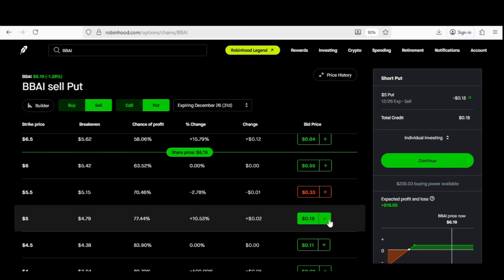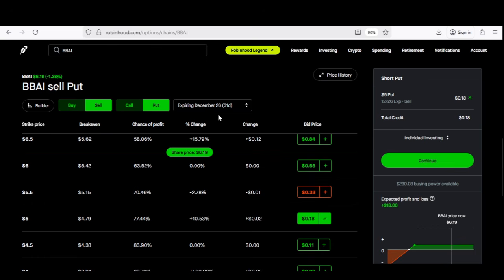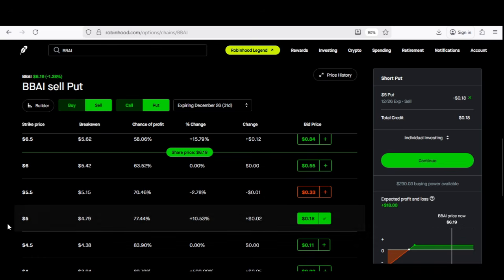This first part of the option strategy is known as the cash secured put. The cash secured put is the first part of this particular option strategy. Now, with the cash secured put, here's what's going to happen. Come expiration date of December 26th, what you want is for this share price to remain above this $5 price. If that happens, you get to keep your $18 and you have your collateral released back to you.